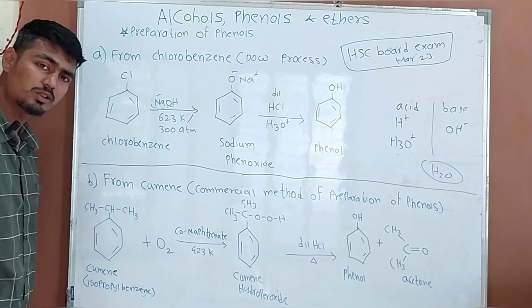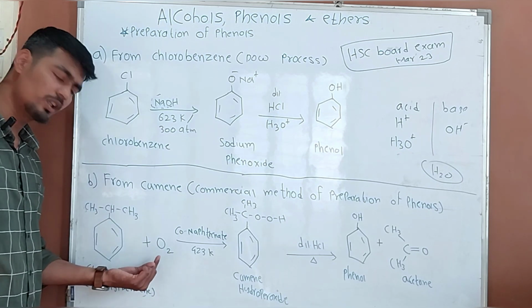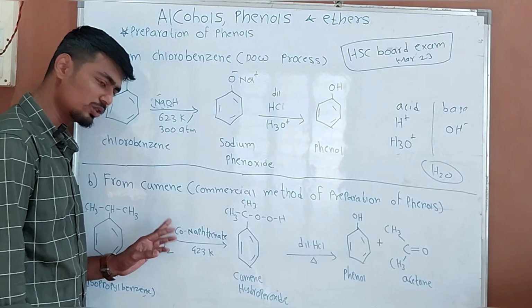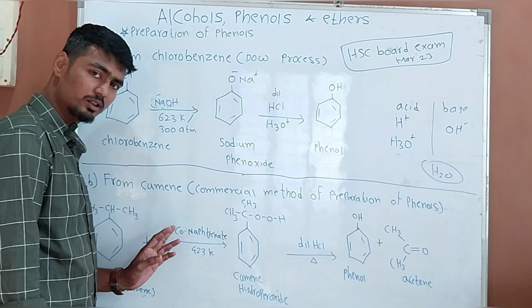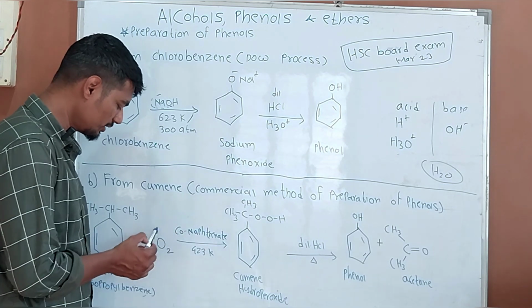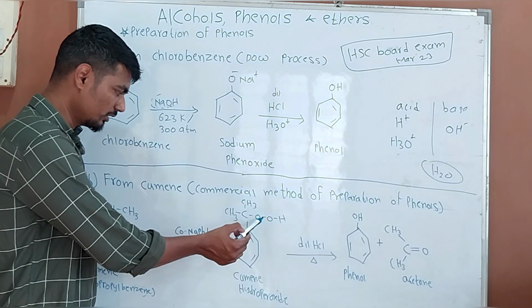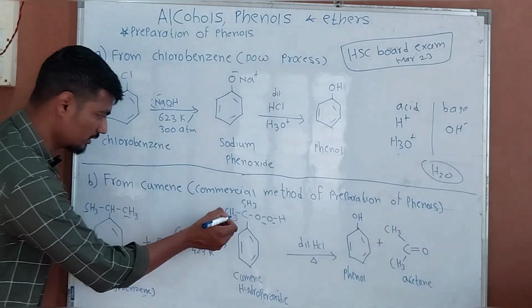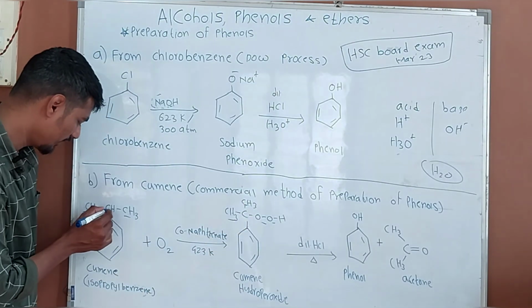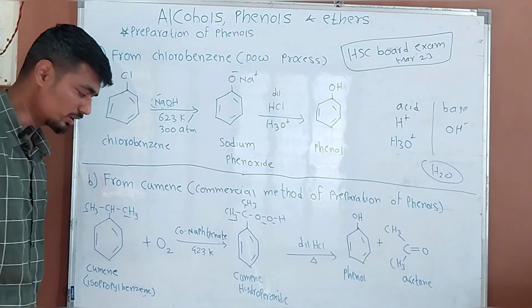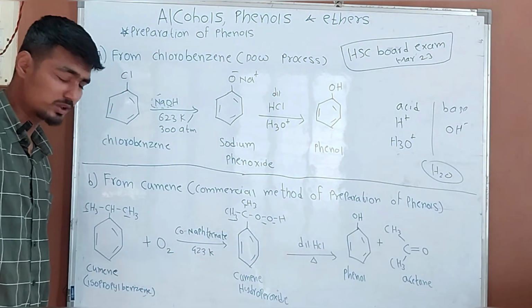Plus on air oxidation. Oxidation means O2. So we are adding 2 oxygens in the presence of cobalt naphthenate solvent at 423 Kelvin temperature. So what will happen? These 2 oxygens will be added here like this. This CH3, this CH3, I am writing as it is, and between this carbon and hydrogen I am adding these 2 oxygens. So it is cumene hydroperoxide.